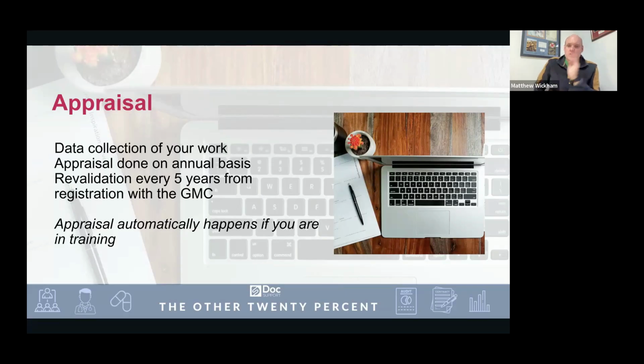Okay. So revalidation occurs every 5 years from registering with the GMC. So if you're new to the UK, that will start from when you've fully registered with it. If you are a UK graduate and you've done your F1, F2, and then your ST1, 2, 3 is GP training, that's your 5 years. The benefit if you're doing it that way is that there's very little for you to do, because the GMC goes, right, you were in training for F1, F2, and ST1, 2, 3, and it's automatically done.